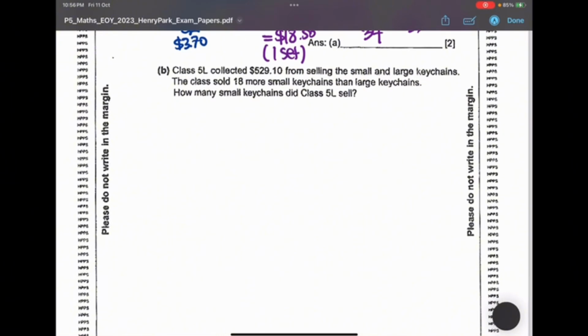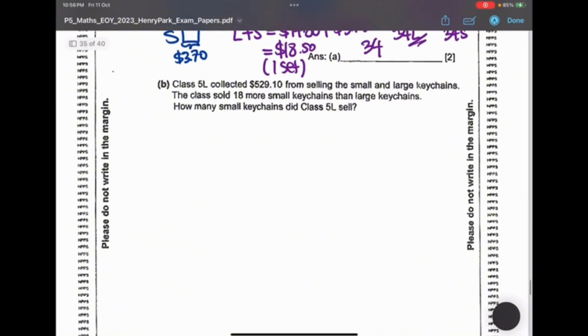Let's read it. Class 5L collected $529.10 from selling the small and large keychains. This is my sentence number 1. Alright, now let's move on to the next sentence. It says, the class sold 18 more small keychains than large keychains. Right, what does this tell me? First, what I want to do is to find out how much 18 small keychains cost.